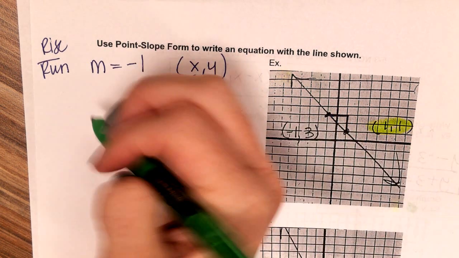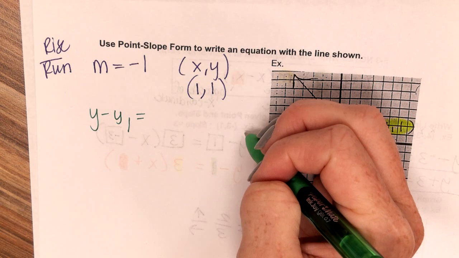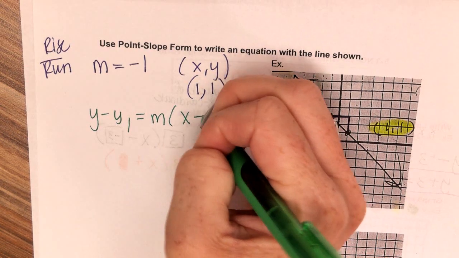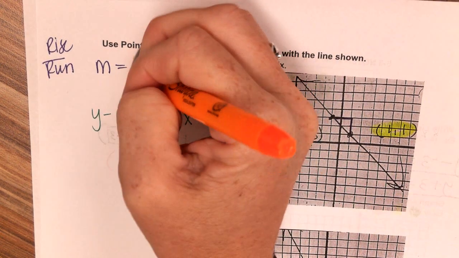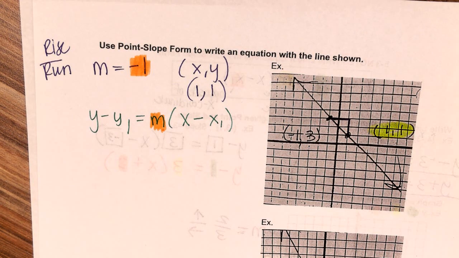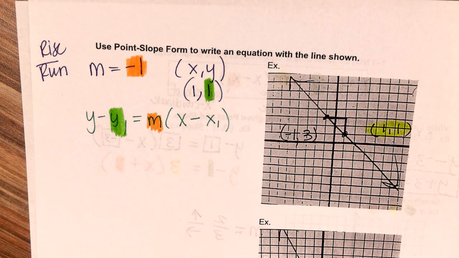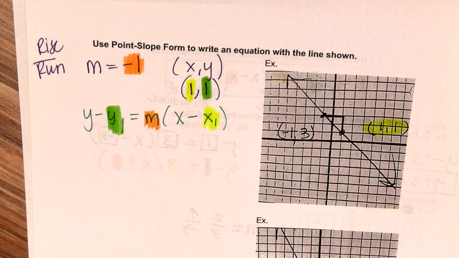So y minus, somebody tell me, y1 equals... no, give me the basic form. m, open parentheses, x minus x1. Okay, highlight the pieces that you need to fill in. I need to fill in the m, which I have right here. I need to fill in the y value, but it's going to be the opposite of this y value. And I need to fill in the x value, but it's going to be the opposite of that x value. All right, y'all want to try writing it on your own?